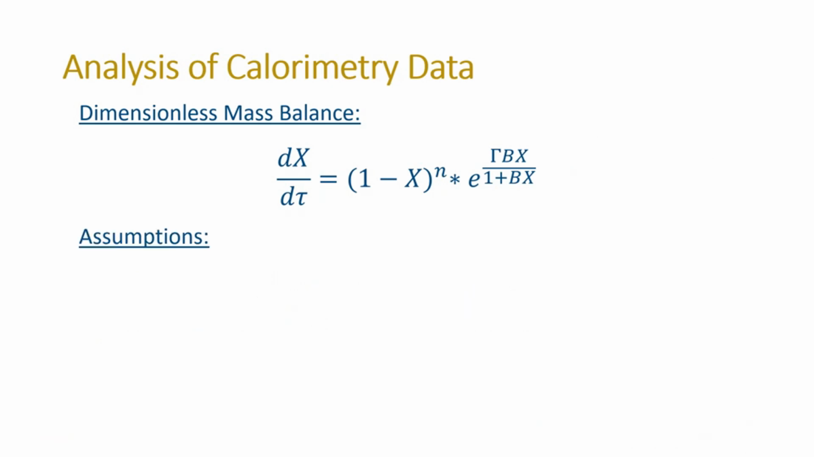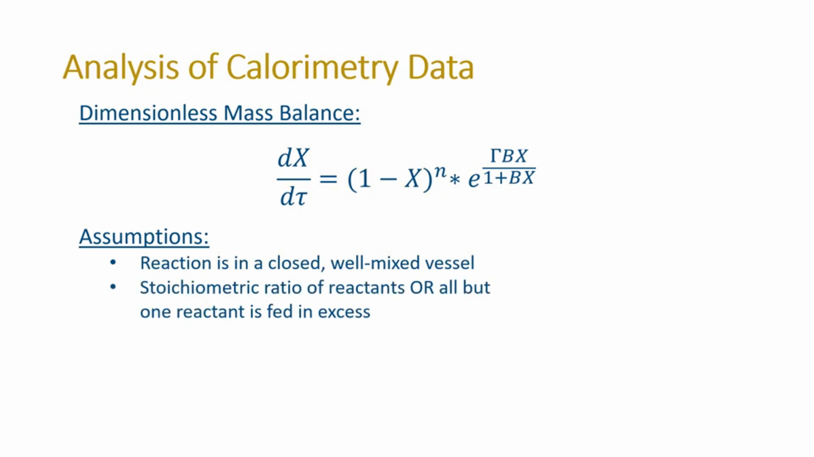Before moving forward, we should also understand the assumptions that we make when moving from those building blocks to this expression of the dimensionless mass balance. The assumptions are that the reaction occurs in a closed, well-mixed vessel, that there is either a stoichiometric ratio of reactants, or all but one reactant is fed in excess.